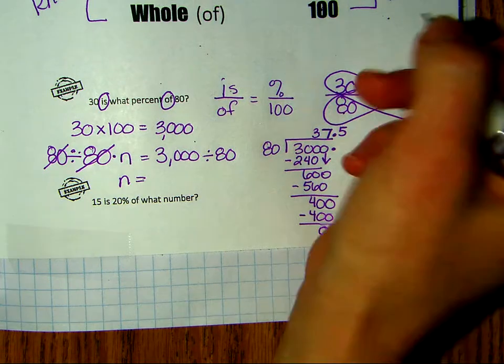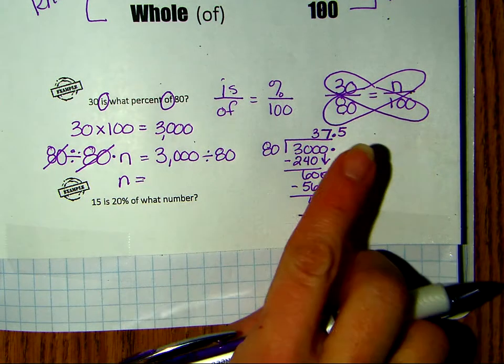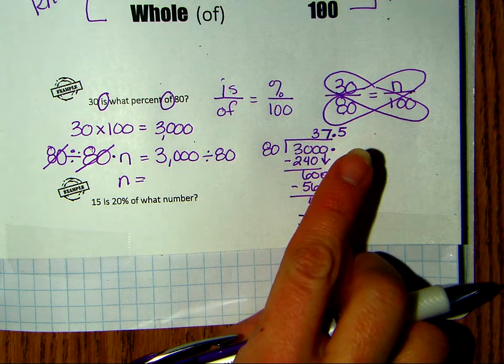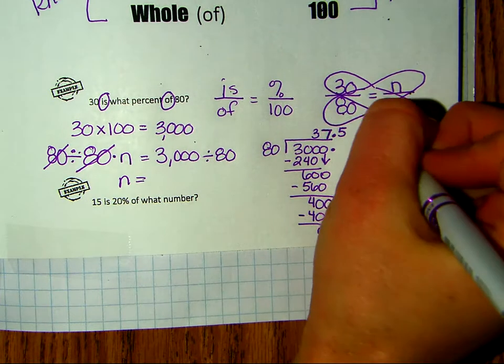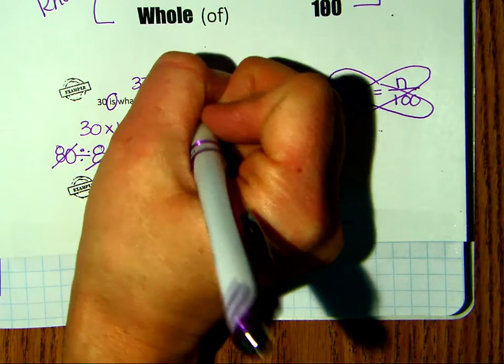So in this case, 30 is what percent of 80? It is 37.5%.